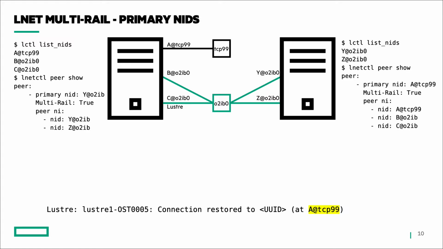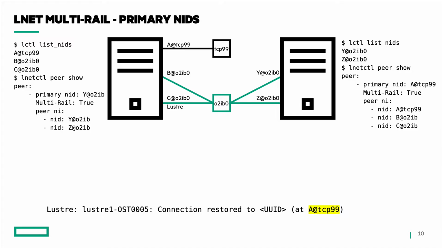This picture illustrates why I want to stress that the primary NID is really just an identifier for an LNet peer. On the left, we have a Lustre client that connects to a Lustre server over the O2IB network. The client also has an interface on a TCP99 network that is used for some other purpose. Because the TCP99 interface was configured first, it is designated the primary NID for the client, and this is reflected in the server's peer table.